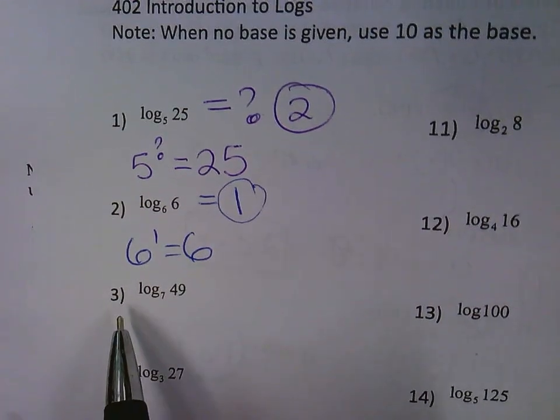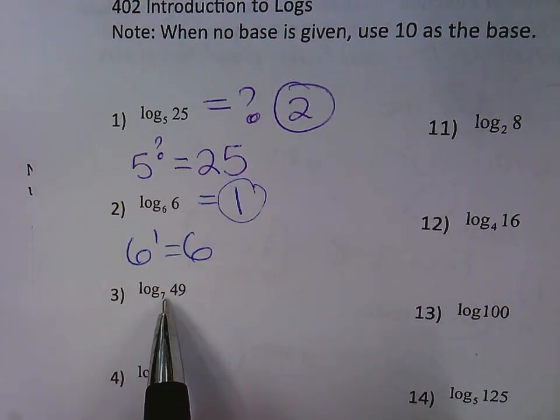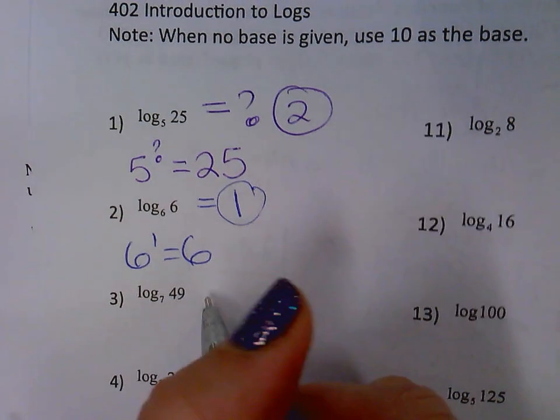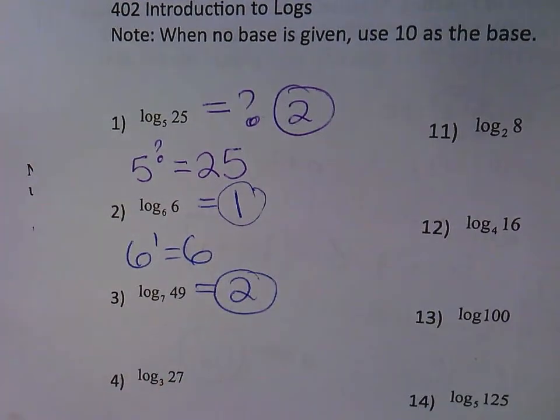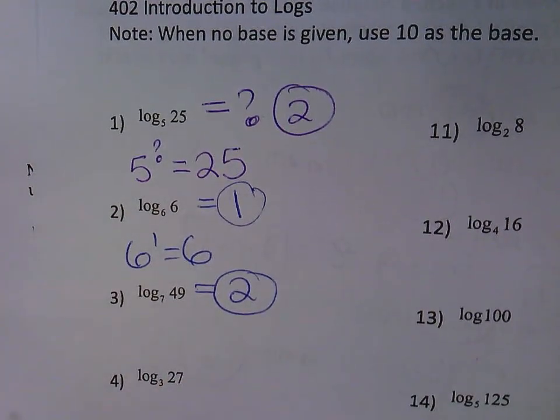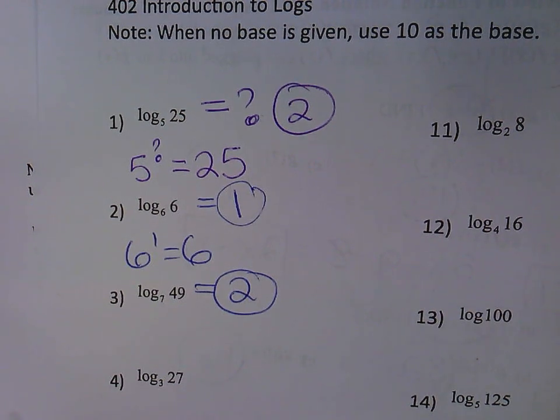So number 3 is asking you 7 to what power gives you 49. So the answer is 2 because 7 squared is 49. So it's just another way of writing an exponential problem. So go through that first column. You could probably answer all of 1 through 10 without too much difficulty.